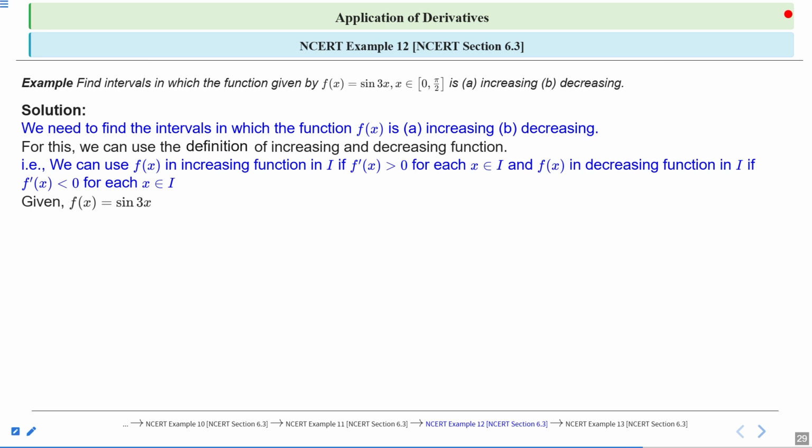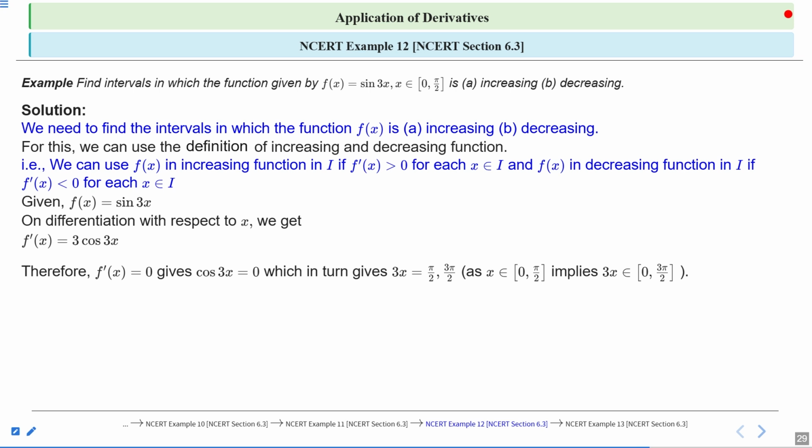It is given that f(x) is equal to sin 3x, right? Now on differentiation with respect to x, we will get f'(x) equal to 3 cos 3x, right? Since f(x) is equal to sin 3x, f'(x) will be equal to 3 cos 3x. We know the differentiation of sin 3x. Therefore, f'(x) equal to 0 gives cos 3x equal to 0.